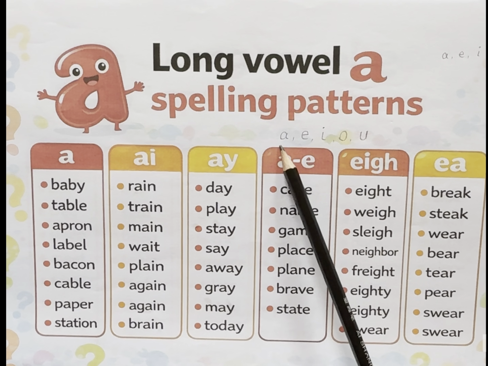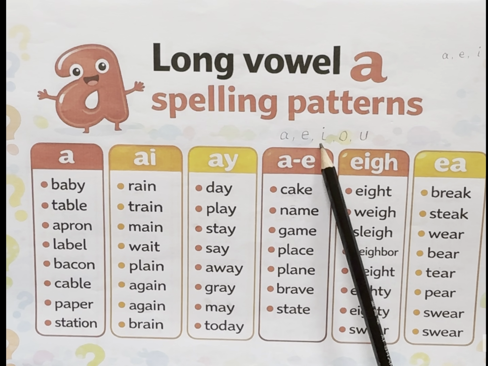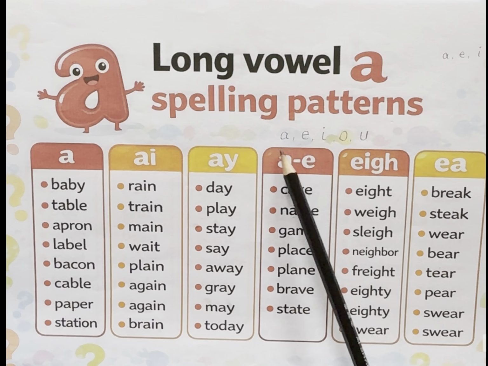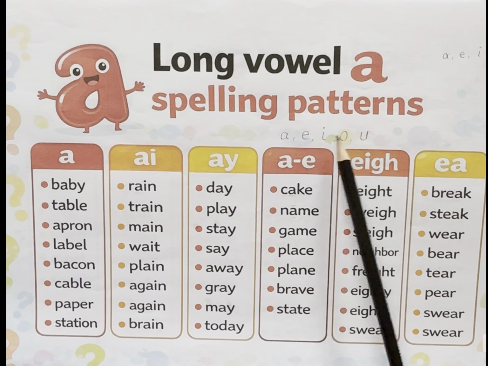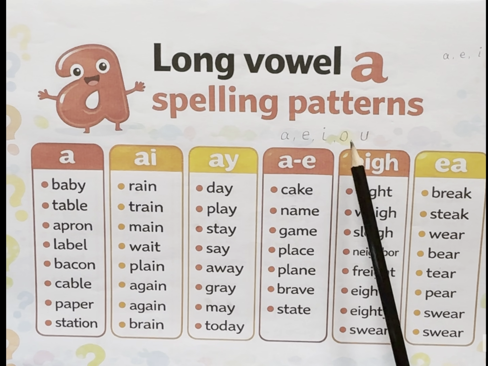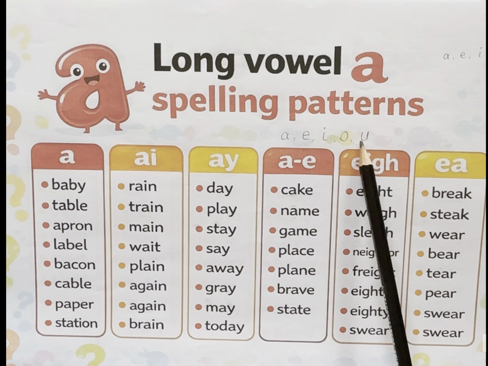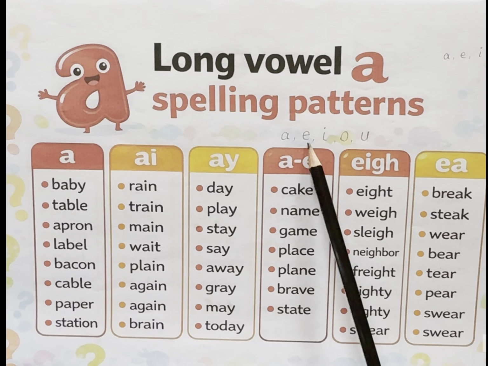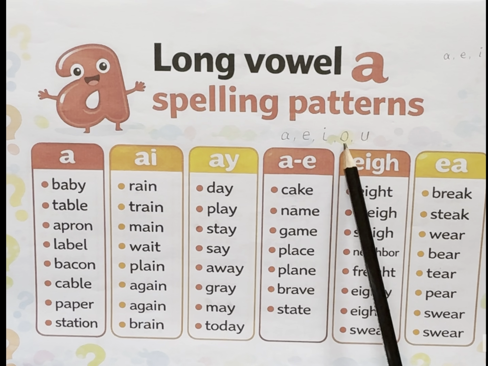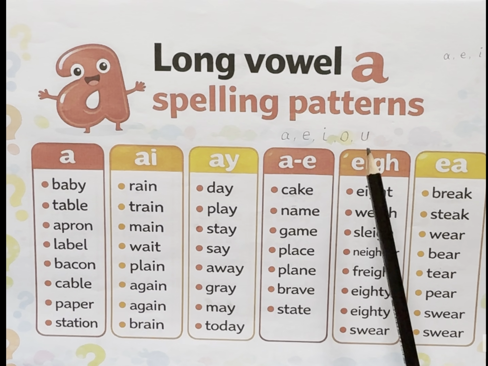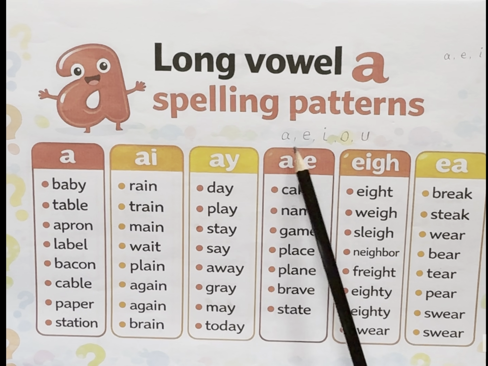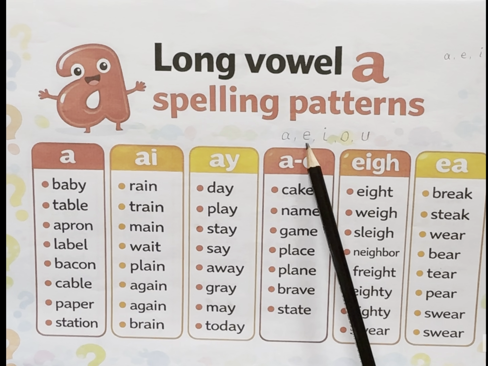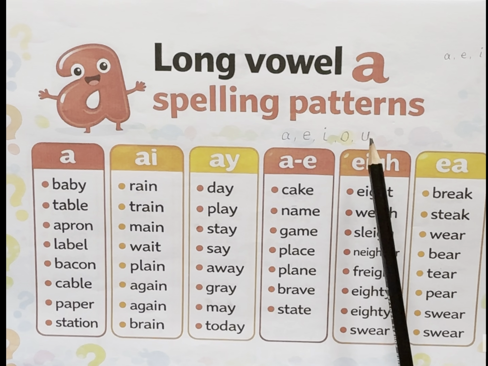Vowels are A, E, I, O, U. These are the vowels, and each of these vowels has two sounds, the short sound and the long sound. The short sound is A, E, I, O, U, and the long sound is the actual name of the letter: A, E, I, O, U.